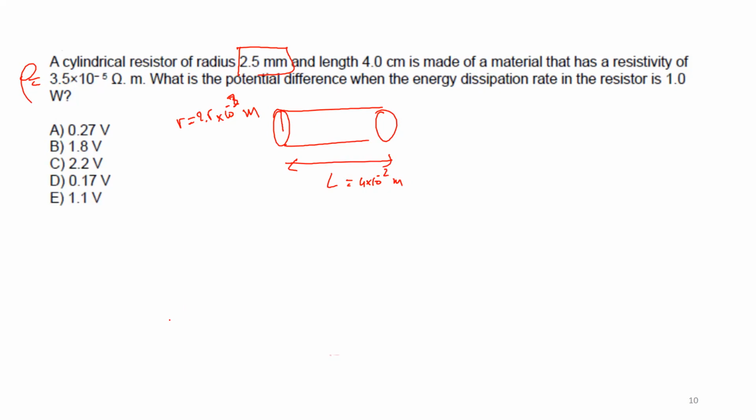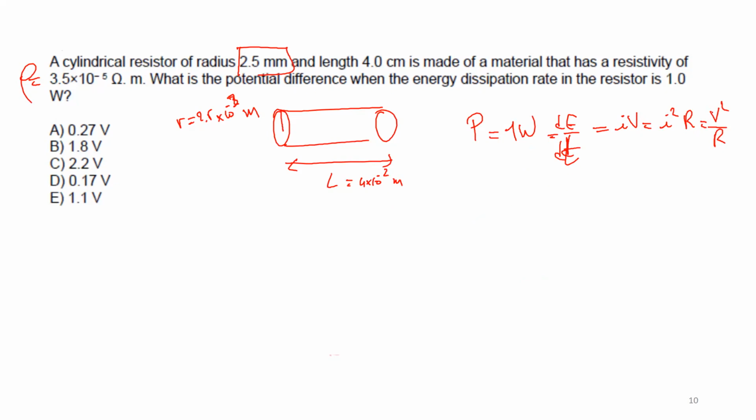And the question is, what is the potential difference when the energy dissipation rate is 1 watt? Again, power is 1 watt. Power is the rate at which energy is transferred. Basically, it's energy divided by time, or energy divided by dt. Anyway, for a resistor, we know what the power is. The power is IV, or I square R, or V square over R. So which one should I use here? What do you think?